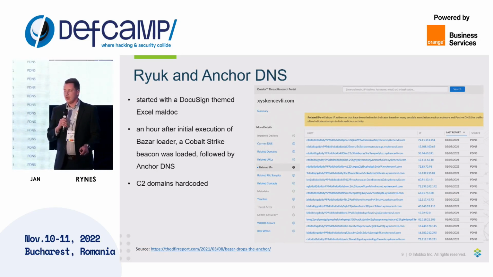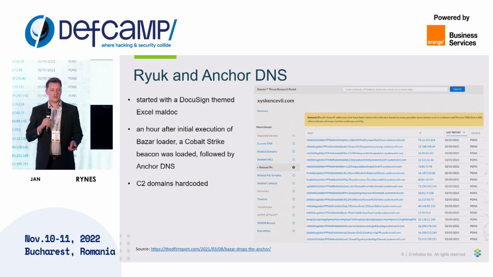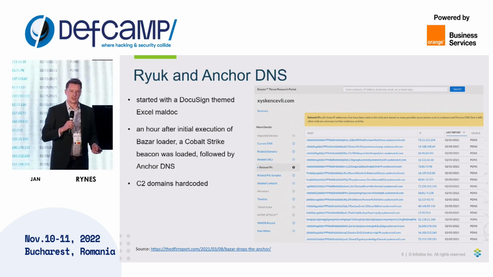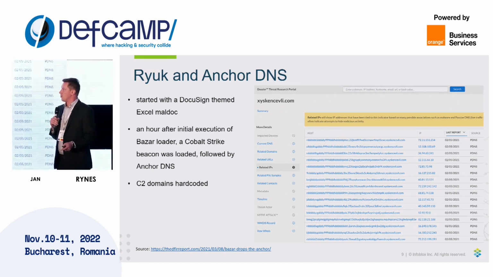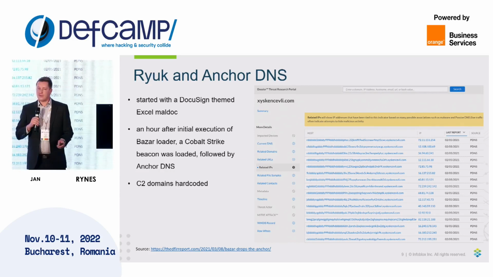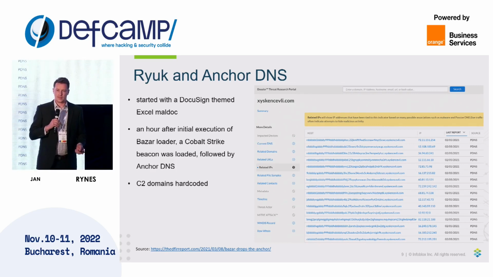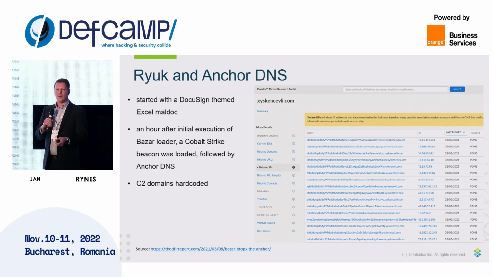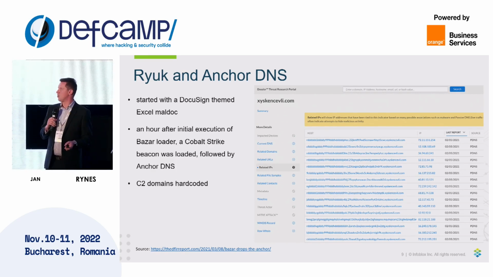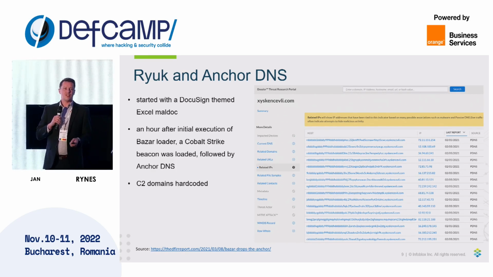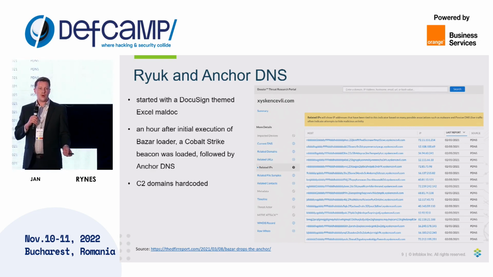use of such a command and control. This is the Ryuk ransomware. How was it spread? Well, guess what? Email with DocuSign or Excel sheets. And they basically loaded the Bazar loader and Cobalt Strike beacon, and after that they did the command and control communication with Anchor DNS. So something that was seen, and we knew it from the past, because Anchor DNS is something from, what, 2017? Basically, it's nothing new. But you see the use of that later on.